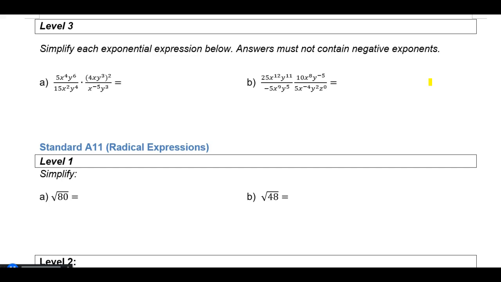Alrighty, we're almost done. So here on level 3 we've got a quotient. Okay, we're back. So quotient rule, going to simplify those x's. Quotient rule, simplify these y's. Power rule, give it to the 4, to the x, and the y. And then, last one, negative rule, take this x to the -5 and move it up.